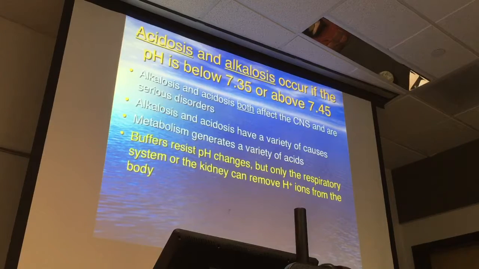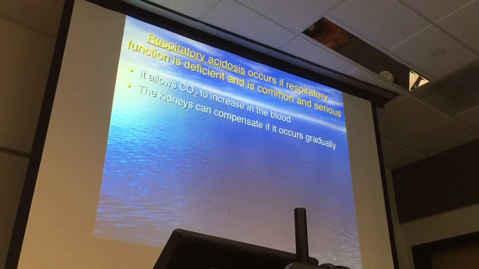And remember, metabolism can generate a variety of acids. Buffers resist the pH changes initially, but only the respiratory system or the kidneys can remove the hydrogen ion from your body. Okay? Remember those principles. So let's look at the variety of acidosis and alkalosis.